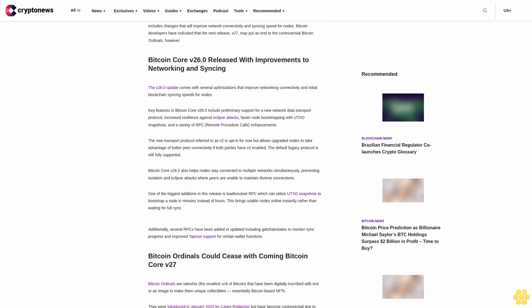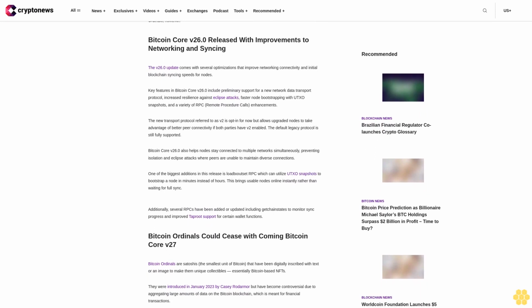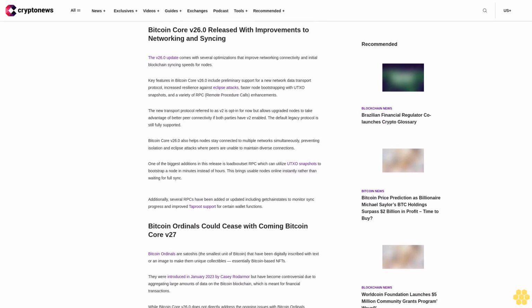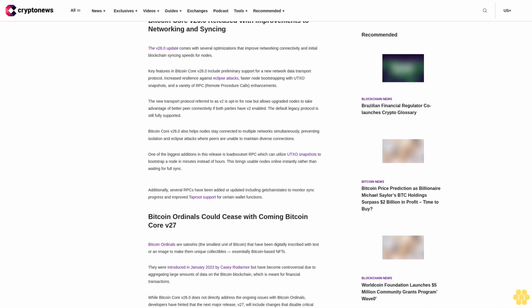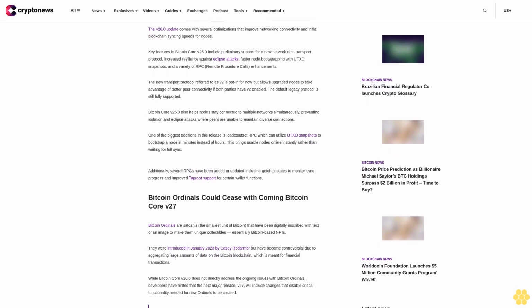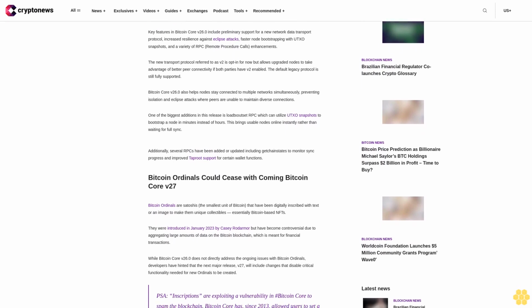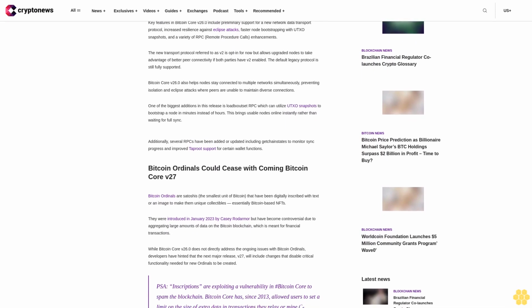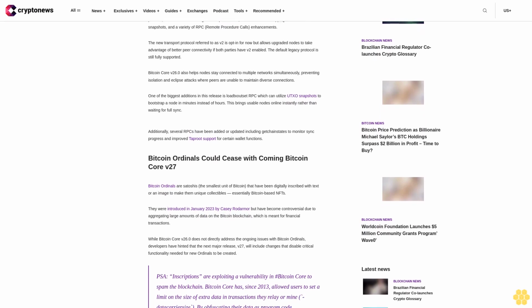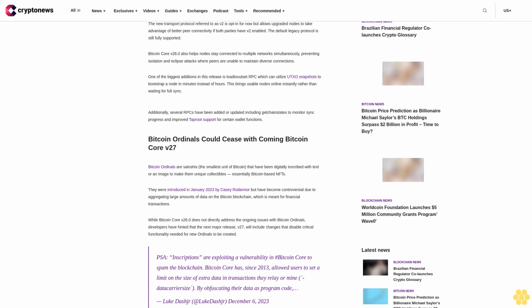Key features in Bitcoin Core V26.0 include preliminary support for a new network data transport protocol, increased resilience against eclipse attacks, faster node bootstrapping with UTXO snapshots, and a variety of RPC (remote procedure call) enhancements. The new transport protocol, referred to as V2, is opt-in for now, but allows upgraded nodes to take advantage of better peer connectivity if both parties have V2 enabled. The default legacy protocol is still fully supported.